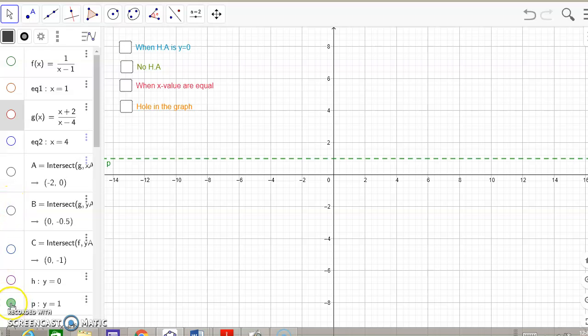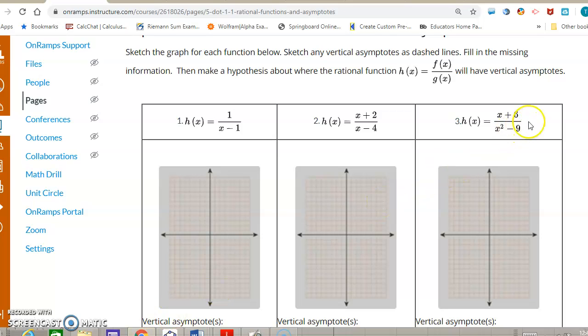And then we will move on to the next question, which is what happens when we have x plus 6 divided by x squared minus 9? Well, I can tell you right here that if we plug in a -6, we're going to get 0. So that will definitely be our x-intercept.